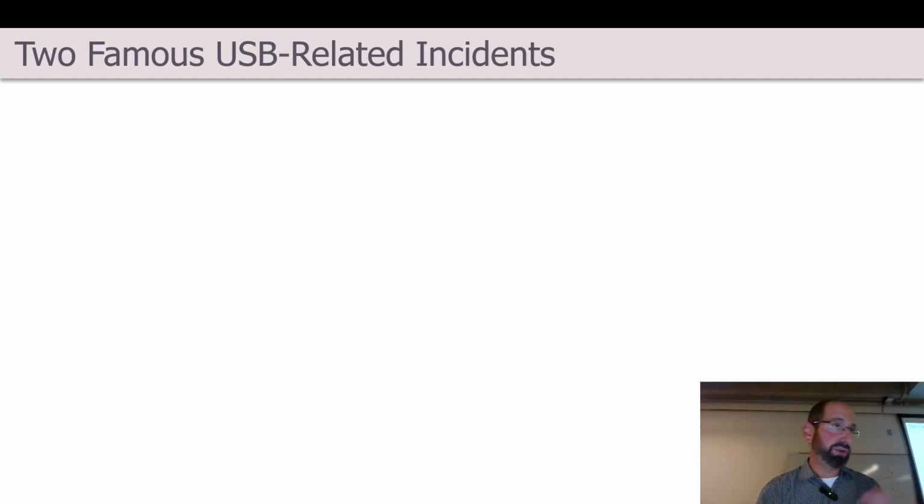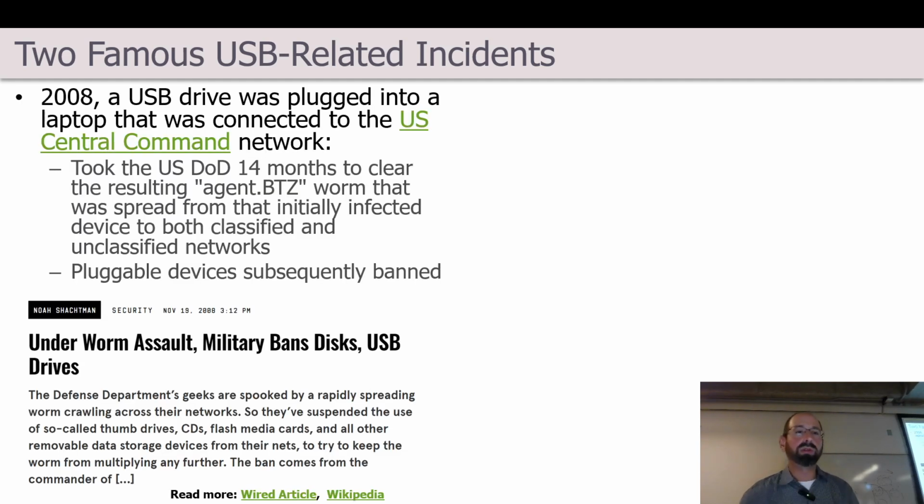There have been a lot of very famous USB related incidents. So this is not just a fun toy. It's also meant to be a proof of concept of what can really go wrong with one. In 2008, a USB drive was plugged into US Central Command and started to spread a very difficult to clean worm, the Agent BTZ worm. Based on what happened in 2008, a policy was implemented that USB drives, pluggable devices, were going to be subsequently banned. That turns out to be a more difficult ban to actually implement in practice than it sounds.